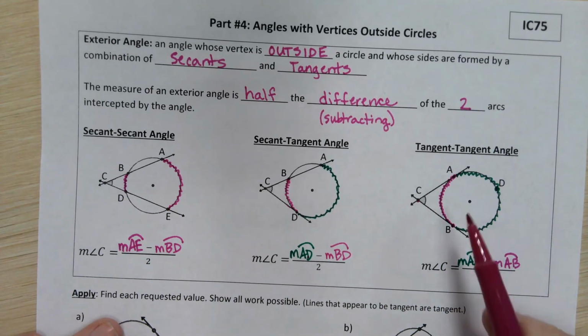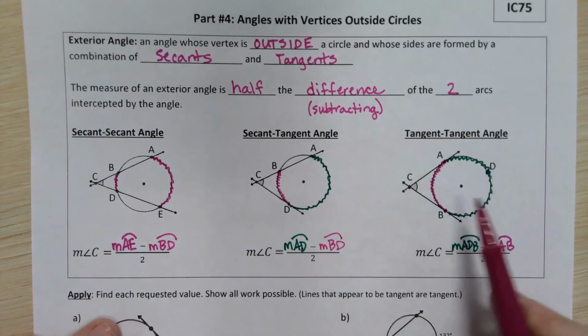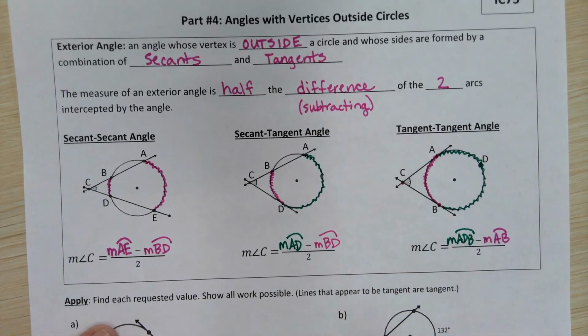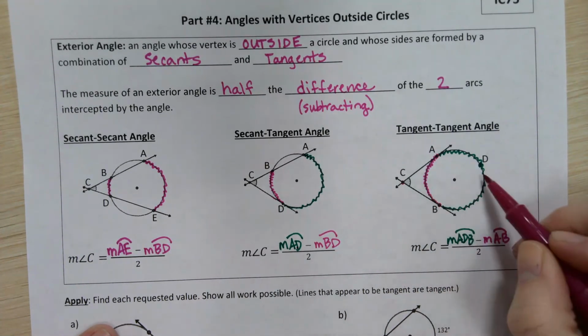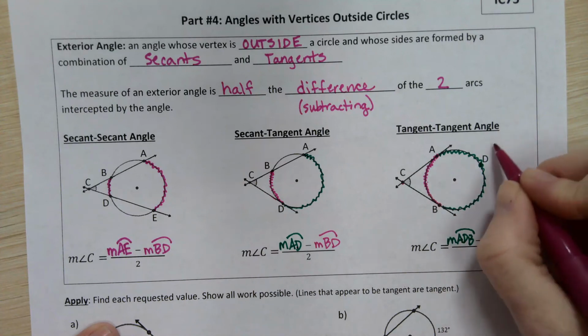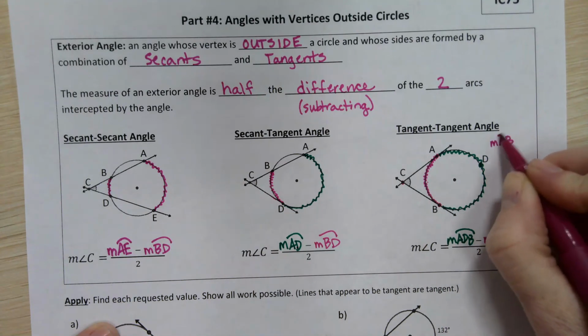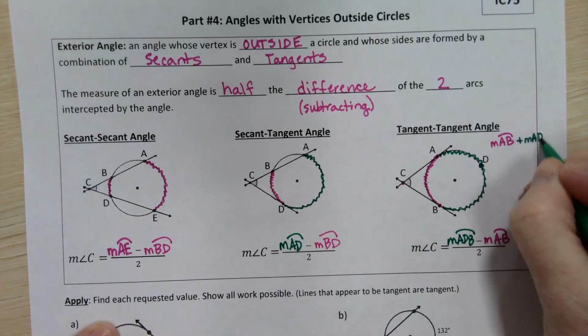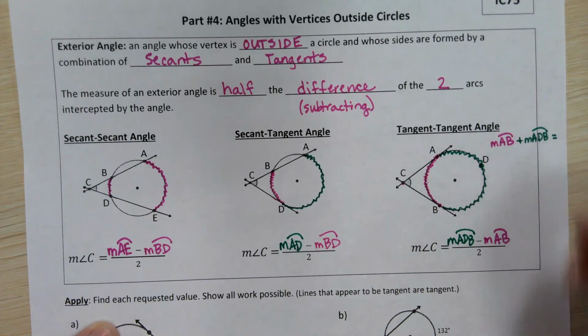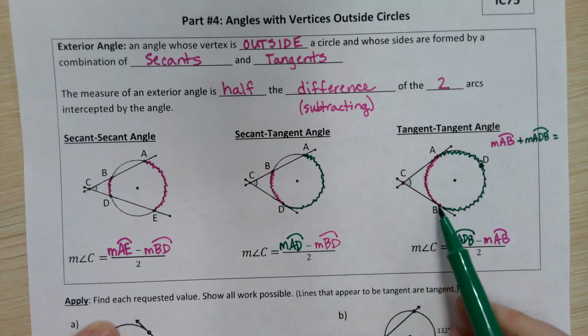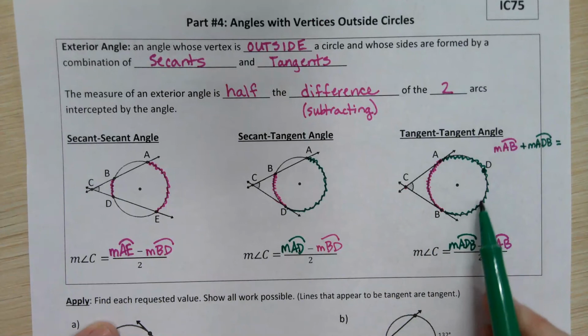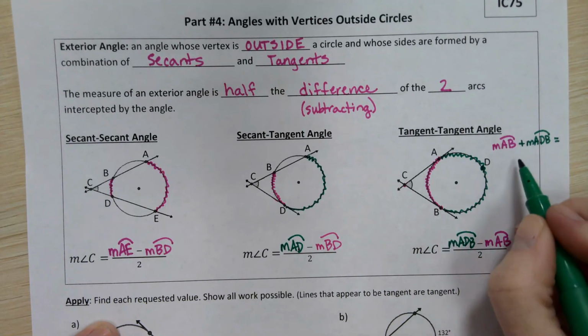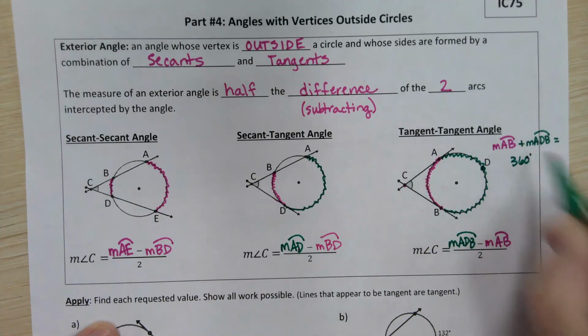Now there's something else to know about these problems that makes the algebra tricky sometimes. If we were to take these arcs and add them together, so the measure of arc AB added to the measure of arc ADB, what do you think we would get? Look at that picture and see if you can figure it out. The measure of arc AB added to the measure of arc ADB. If you thought 360 degrees, you were right.